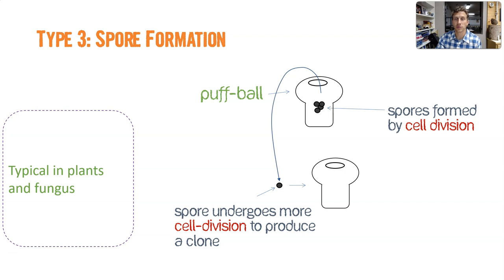And when those spores fly out, they will undergo more cell division to produce a clone. So this spore and this fungus cell right here will have the exact same DNA. And when that spore comes out, it undergoes cell division and produces this one. So these will have the same DNA as well. In fact, all of these will have the same DNA. They are clones. This is typical in plants and fungus.